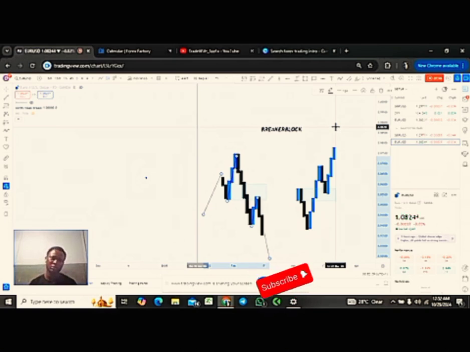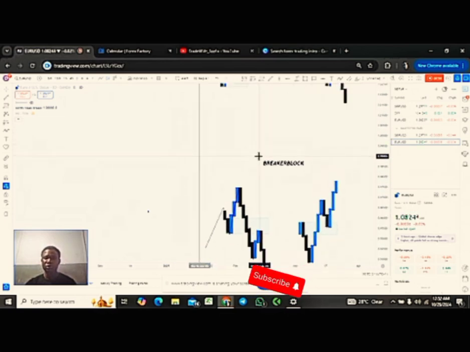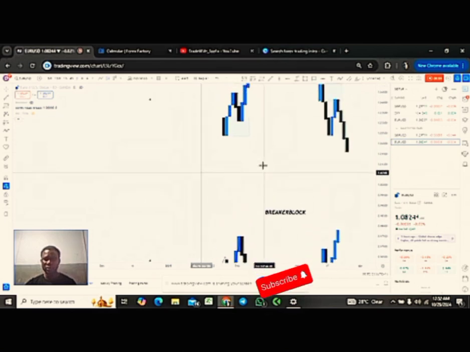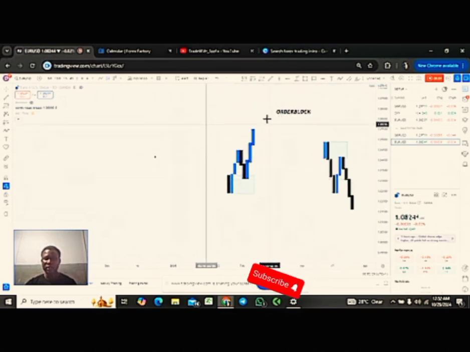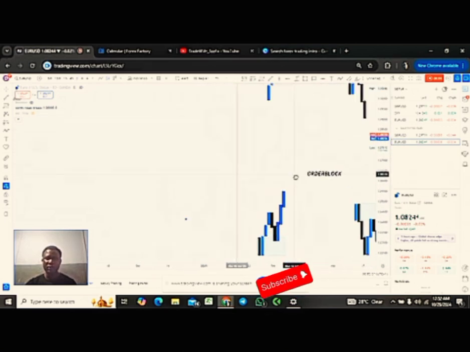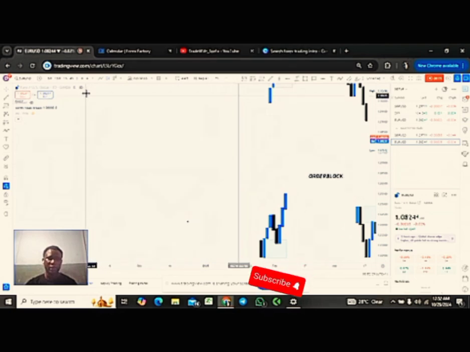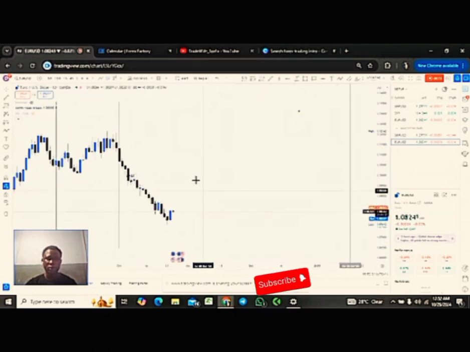That's simply put. And I use those breaker blocks only on my entry time frames. I don't use them on my higher time frames. So let's go onto the chart to identify some of these PD arrays listed here.